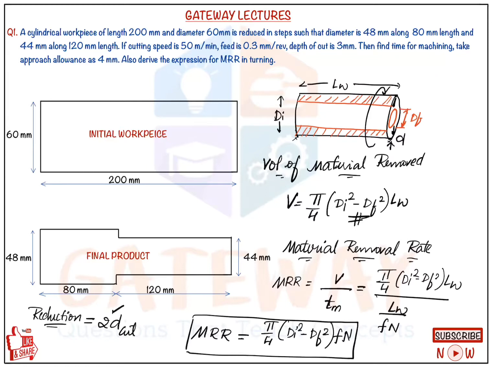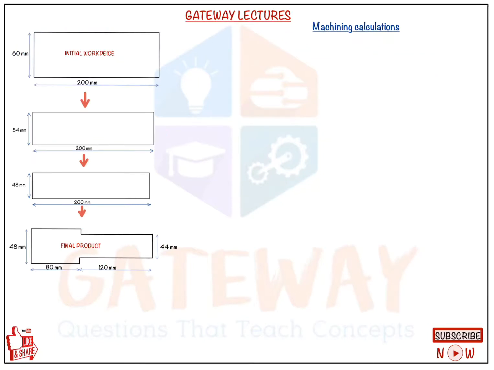Okay, now let's go through the question. Here it is given that the depth of cut is 3 mm. That is the maximum depth of cut we will be giving to the tool. The initial workpiece is 60 mm diameter and 200 mm length. With the maximum depth of cut of 3 mm, we can get a reduction, we will denote reduction by RED, of 6 mm. So with one single pass, we can reduce the diameter by 6 mm for the entire length. We can proceed for a single pass. This will be called the first pass, and it is done for the entire length.